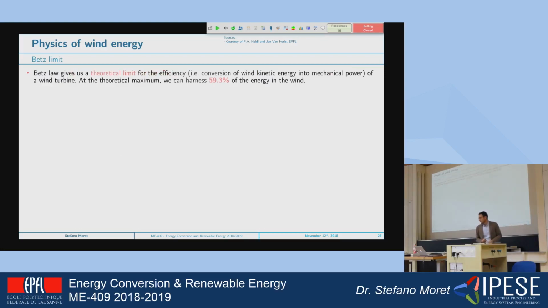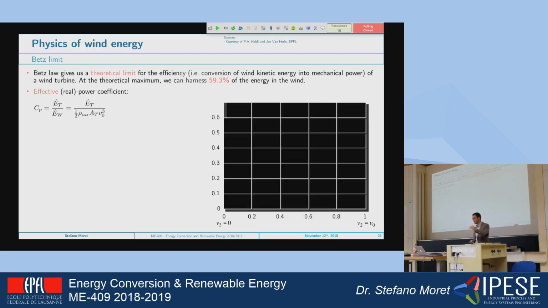Okay. So, as I said, the Betz limit gives us a theoretical limit, so it tells us how much of the wind energy that we have we can convert into mechanical power. And we know that the maximum will be 59.3%. So the power coefficient is defined as the actual energy that we can harvest from the turbine compared to the amount of power in the wind.